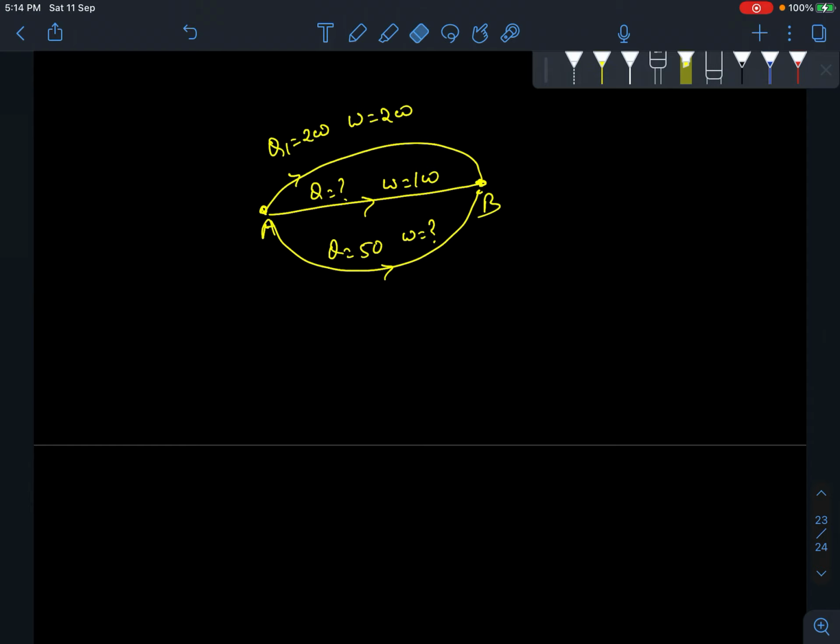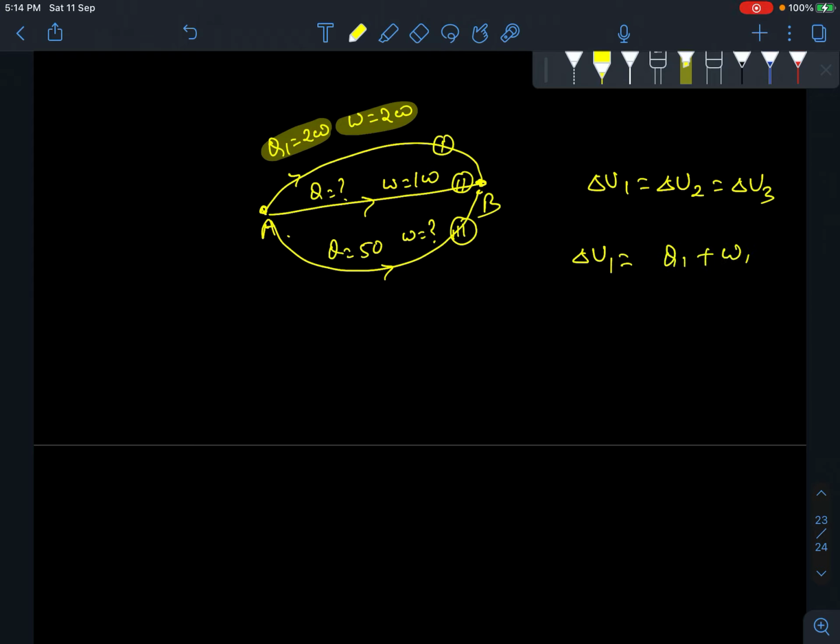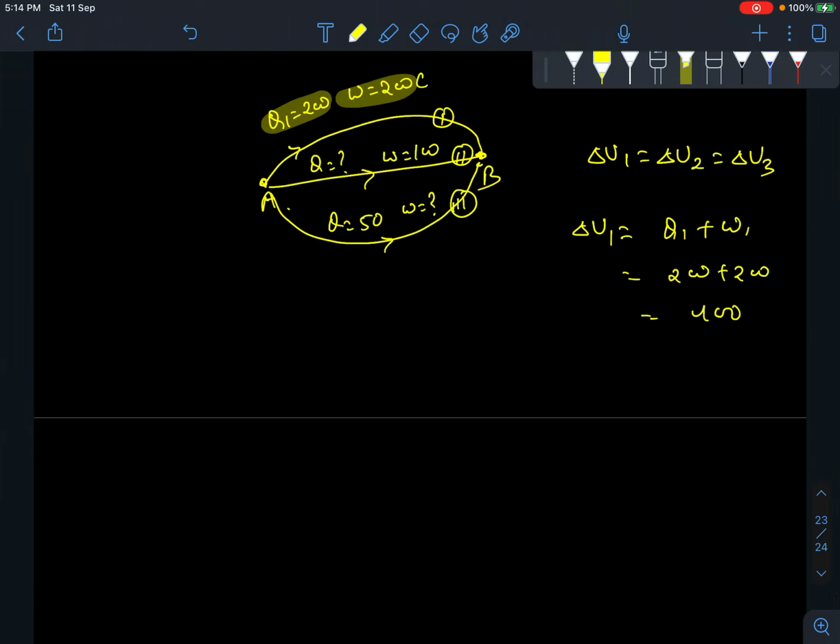So this is the application of the first law. Between state A to B, one thing is very clear: whether you go by first or second or third, delta U must be constant. And we have delta U1 for the first process. These two values are given to us, that is Q1 plus W1. 200 plus 200, which means 400 is given to us. Suppose they are given in calorie, then this is given as 400 calorie.